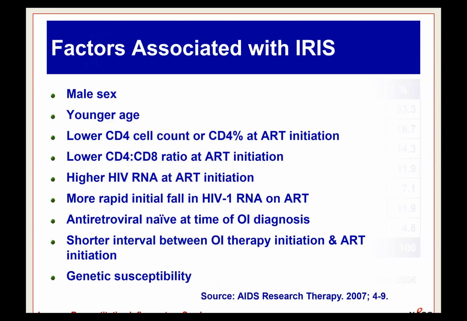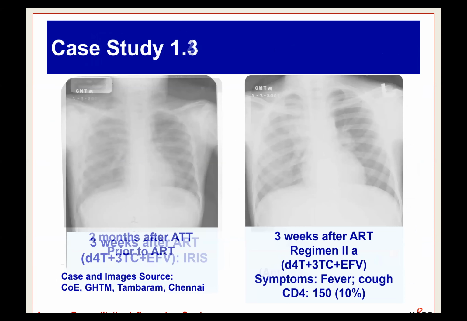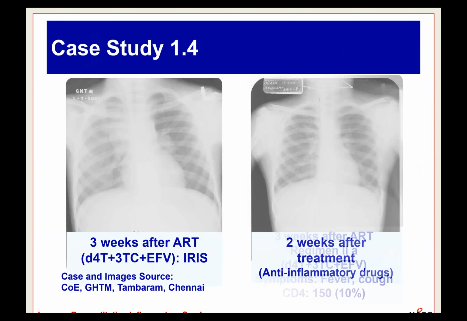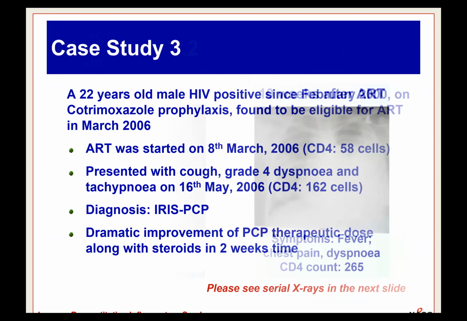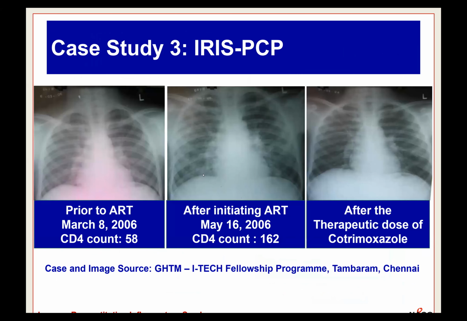So as far as treatment goes, as I mentioned, for infection unmasking, you may consider giving TB treatment; for paradoxical reaction, just steroid will be enough. This is just an example of IRIS PCP. Here you can see in the first X-ray bilateral shadows, and after initiation of ART there is worsening of shadows, and after therapeutic dose of cotrimoxazole, again you will see declining of those shadows.